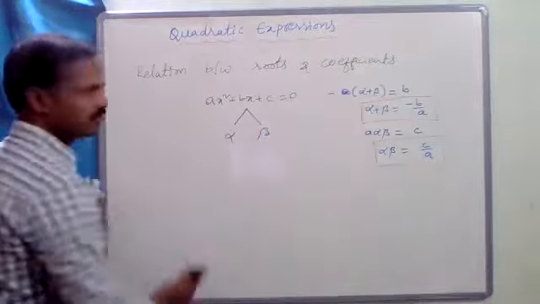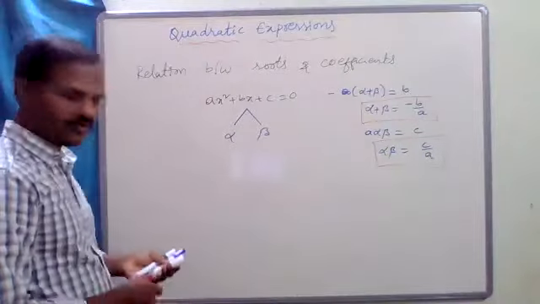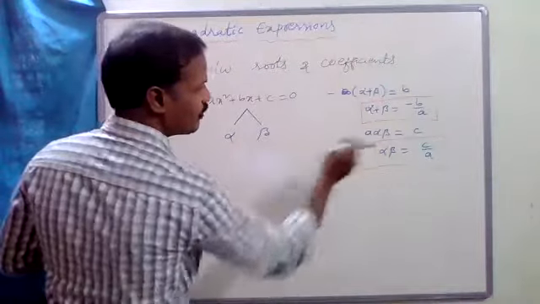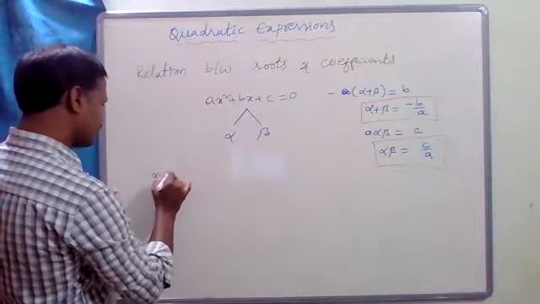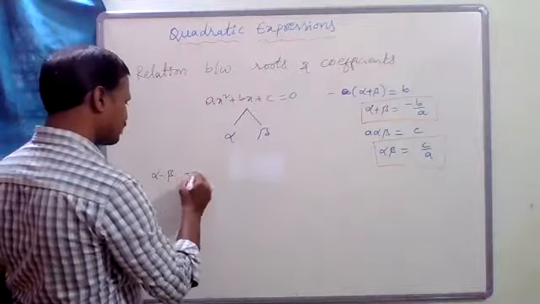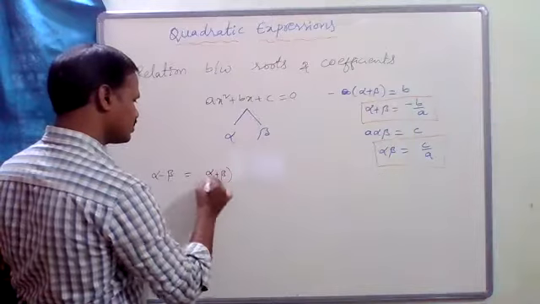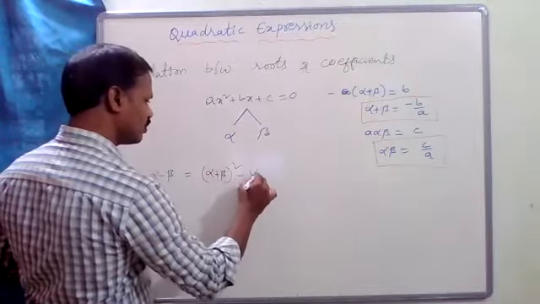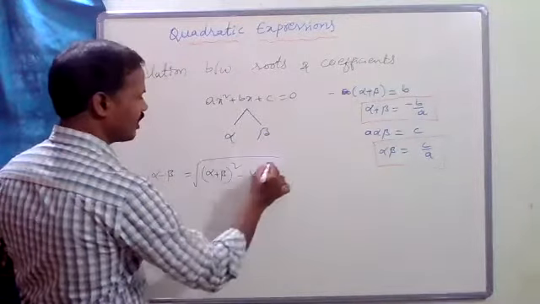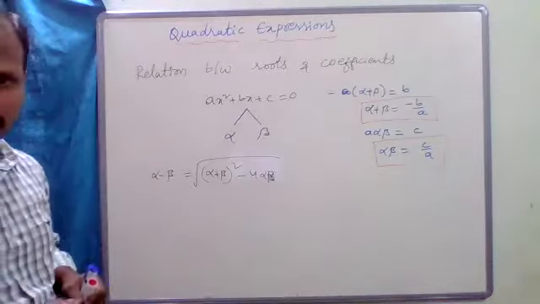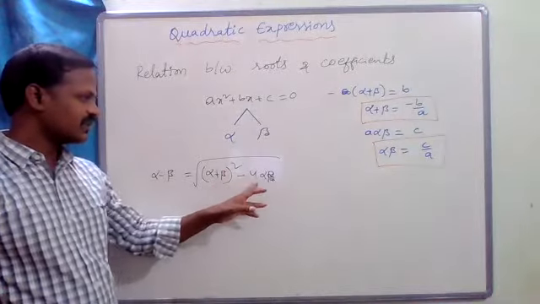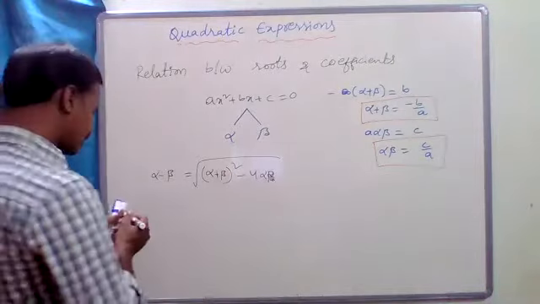Now, what about alpha minus beta? So that is alpha plus beta and alpha into beta. Now what about alpha minus beta? This alpha minus beta can be written as the square root of alpha plus beta whole square minus 4 alpha beta. Now what about this?